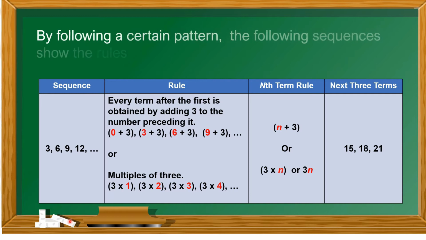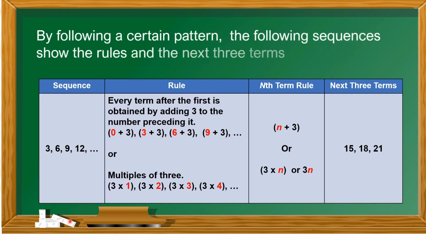By following a certain pattern, the following sequences show the rules and the next 3 terms. Here is an example of a sequence. We have 3, 6, 9, and 12. So we are looking for the next 3 terms after 12. Now here is the rule. Every term after the first is obtained by adding 3 to the number preceding it.